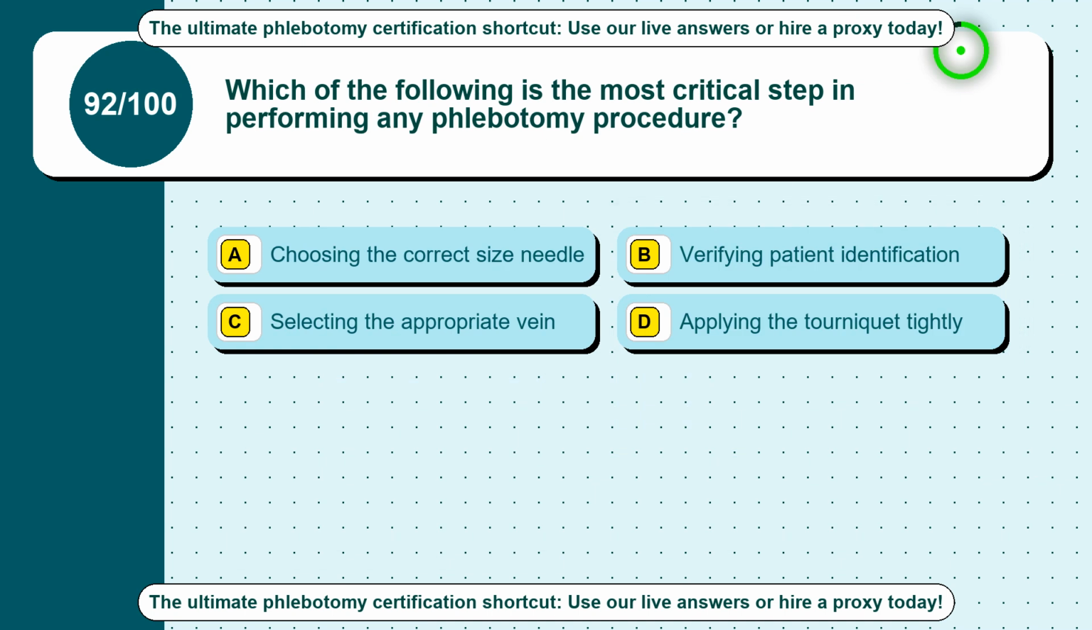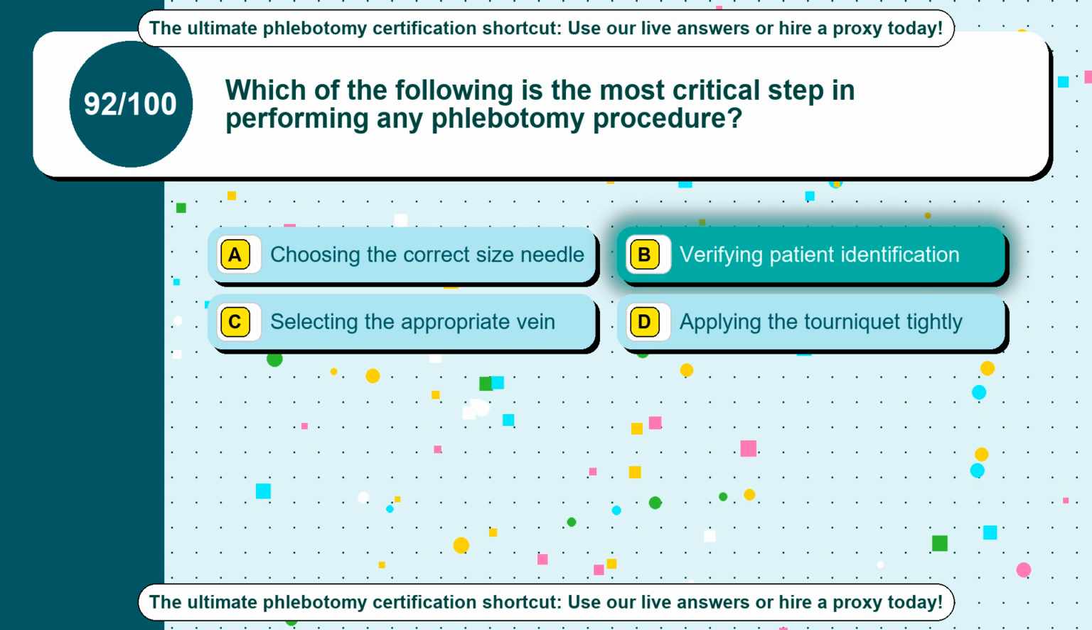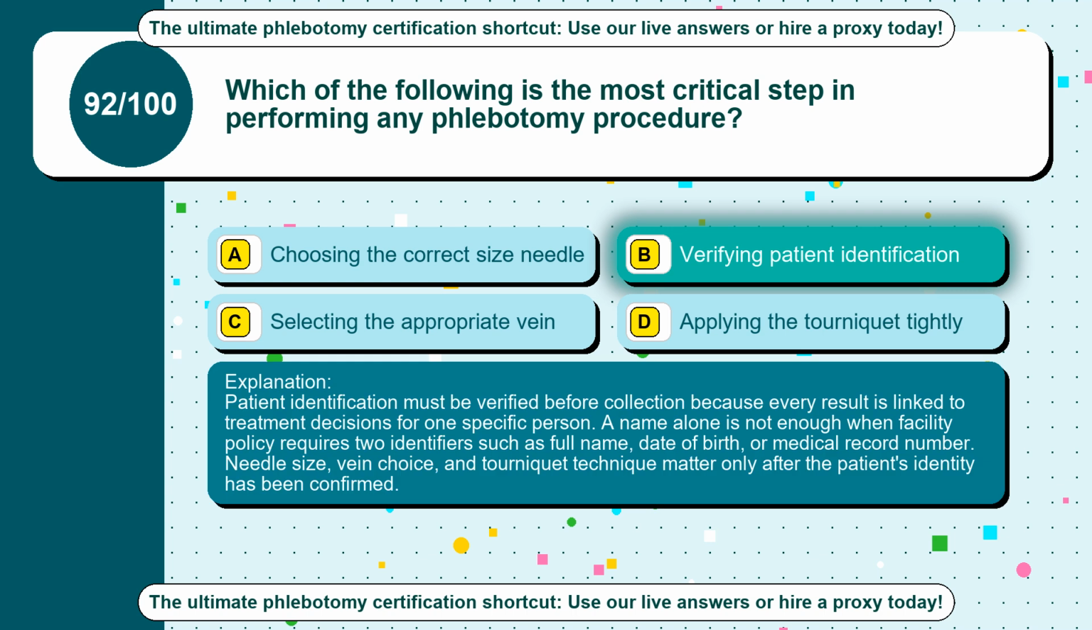Question 92. Which of the following is the most critical step in performing any phlebotomy procedure? Option A, choosing the correct size needle. Option B, verifying patient identification. Option C, selecting the appropriate vein. Option D, applying the tourniquet tightly. The correct answer is option B, verifying patient identification. Patient identification must be verified before collection because every result is linked to treatment decisions for one specific person.